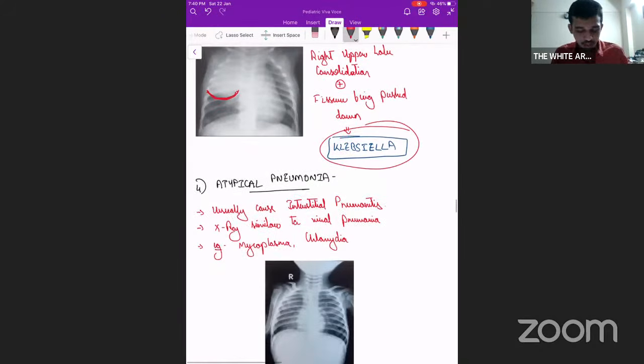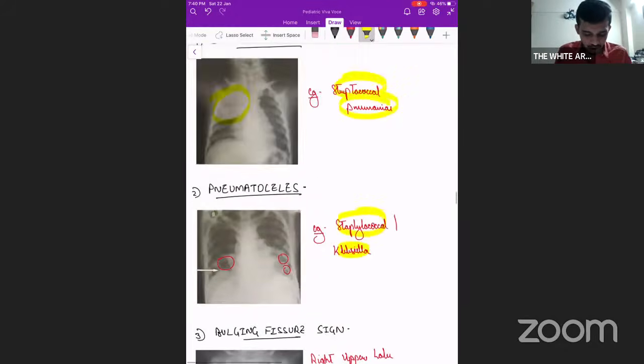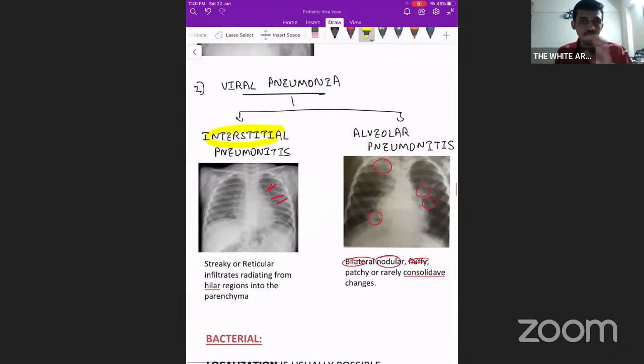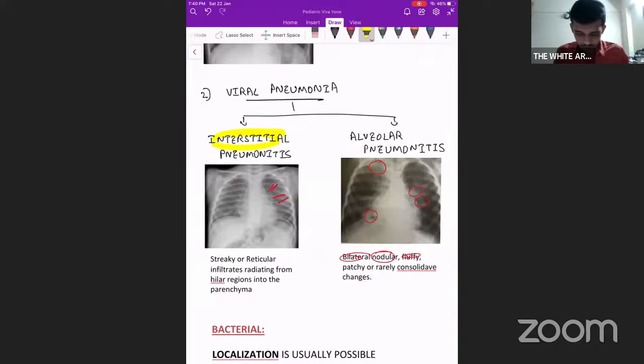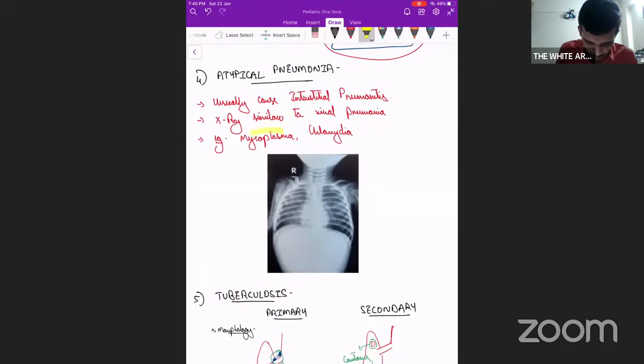Then comes the atypical pneumonia. Atypical pneumonia, as already told, is interstitial pneumonitis. It will resemble your viral pneumonia. Correct, interstitial pneumonitis of the viral pneumonia. So you will get bilateral reticulonodular opacities. Examples causing atypical pneumonia are Mycoplasma pneumonia or Chlamydia pneumonia.